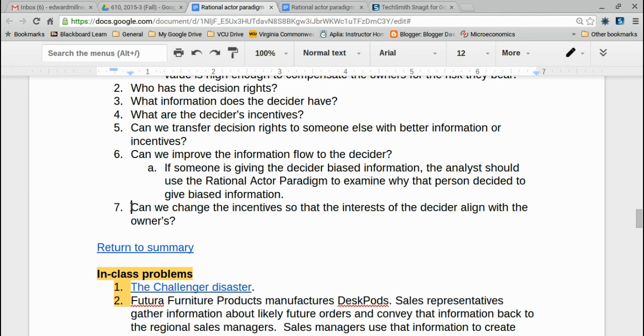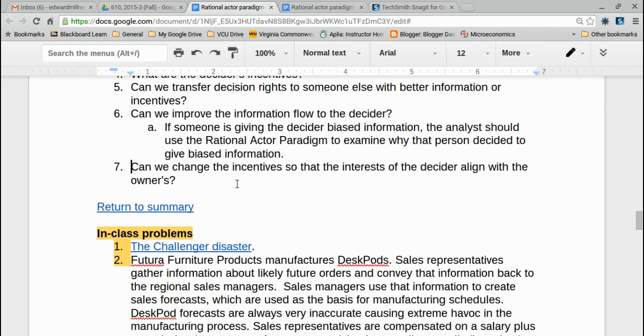Finally, step 7. Can we change incentives facing the decider so that the interests of the decider align better with the owners? We're going to talk much more in depth about that in the next lesson.